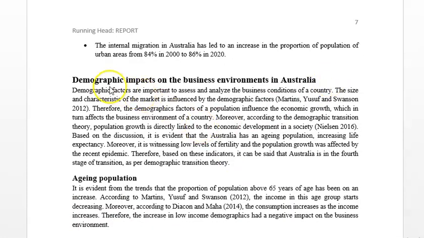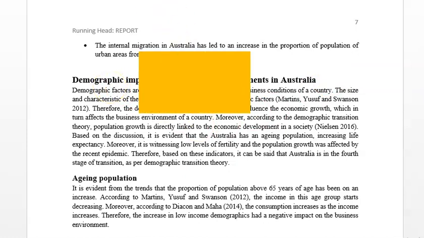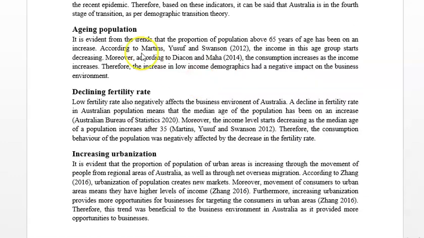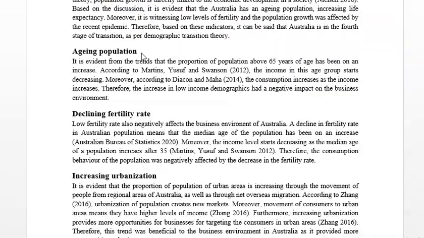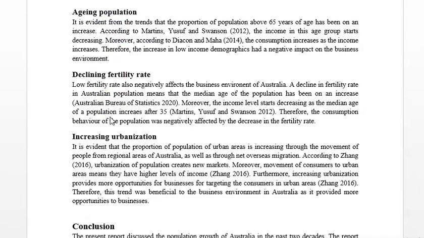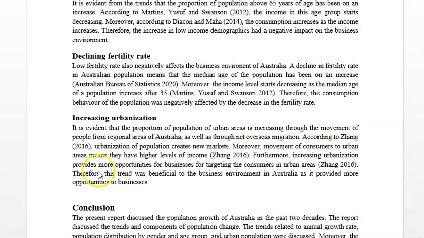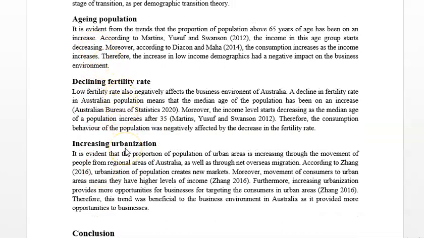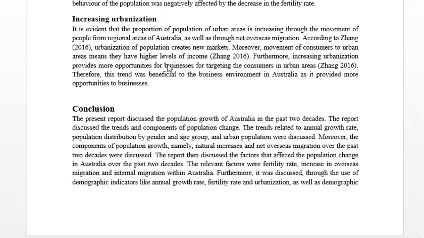In the next section, we discuss demographic impacts on the business environment in Australia. In this section, I make use of demographic transition theory to assess the impact of population growth as well as population trends on the economic development in Australia. On the basis of this assessment, 3 characteristics for the population trends in Australia have been identified. These 3 characteristics are aging population, declining fertility rate, and increasing urbanization. I briefly discuss each of these factors and their impact on business environment in a society. So this concludes our main discussion for the report.